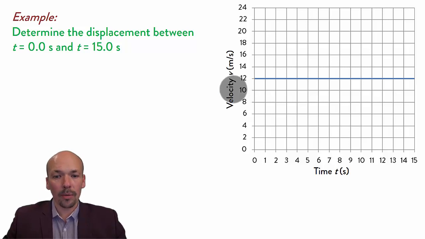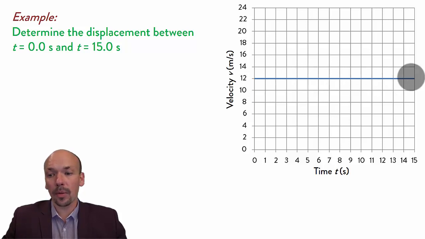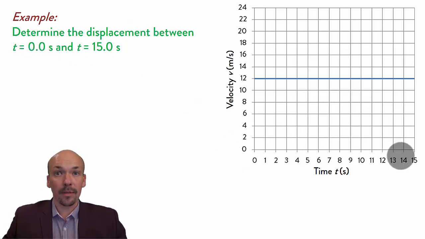First we start with this graph. As we can see here, we have a constant velocity of 12 meters per second. So at the beginning of the movement at time 0, we already have a velocity of 12 meters per second, and of course at the end also 12 meters per second. So we have a constant velocity, and we can determine the displacement from this movement, between time 0 and time 15 seconds.